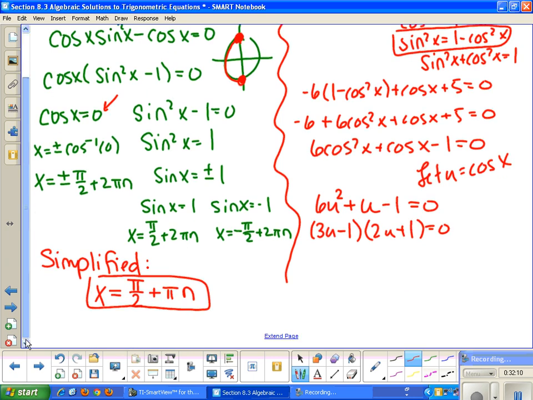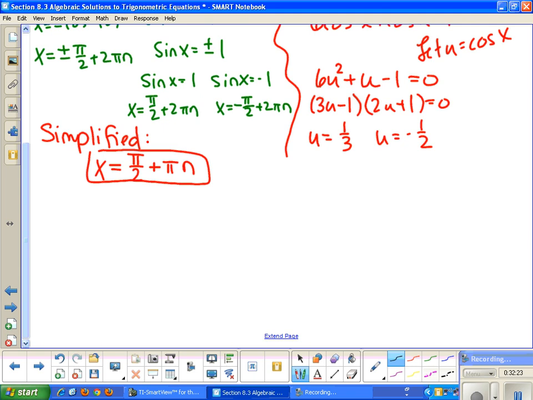So then I can now do u is equal to 1/3, or u is equal to negative 1/2. Now, for these problems, let's say you forgot how to factor this. Even if you forgot how to factor, you can use the quadratic formula to do this as well. So just to show you, I can use a quadratic formula.